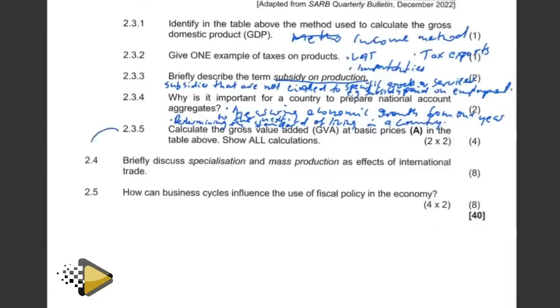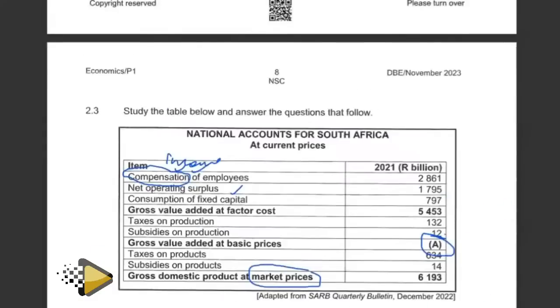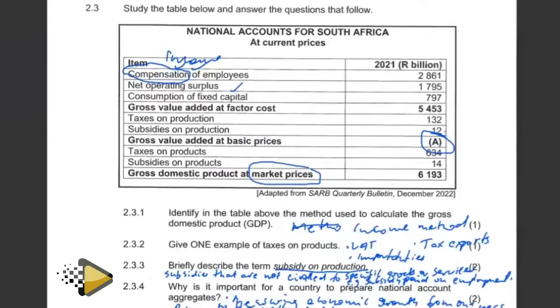The next question we have is 2.3.5, where you're supposed to calculate the gross value added at the basic prices in the table shown above. If we check the table shown above, what we should calculate is the missing value, which is A. The expectation is to deal with these figures, meaning value added at factor cost. We also have taxes on production and subsidies on production. So we are going to add taxes on product and subtract subsidies on product.